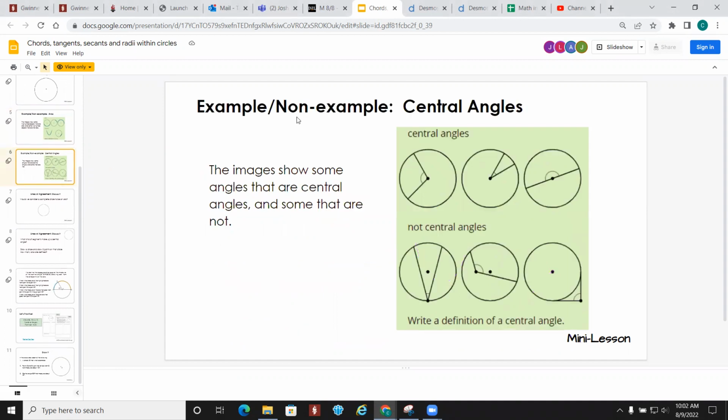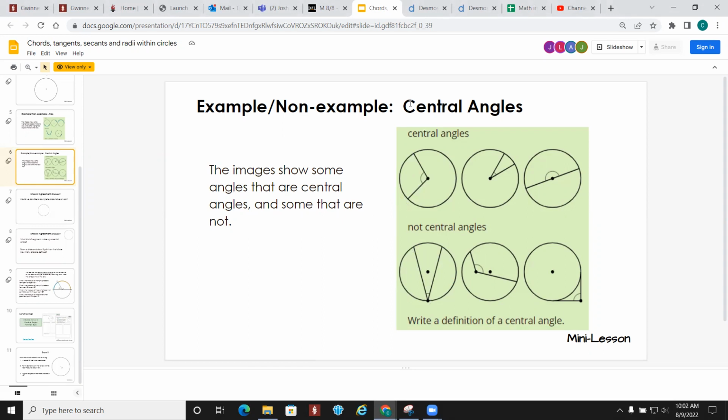All right, so this is an important one. Central angles. Okay? So here are the images of it. Central angles start from the middle and then go out. Are you listening? In the middle and then goes out. Not central angles go and create some weird angle that does not start in the middle.